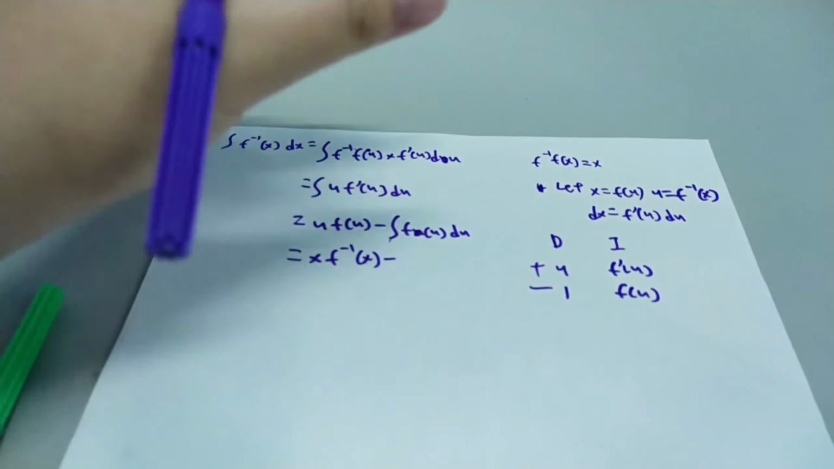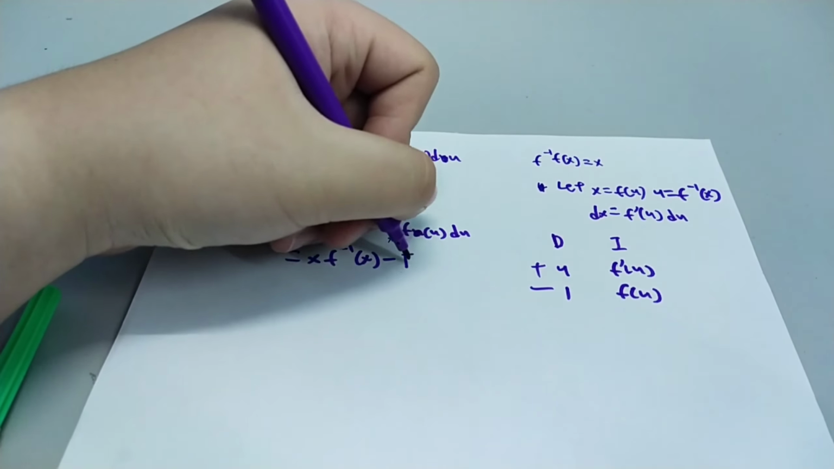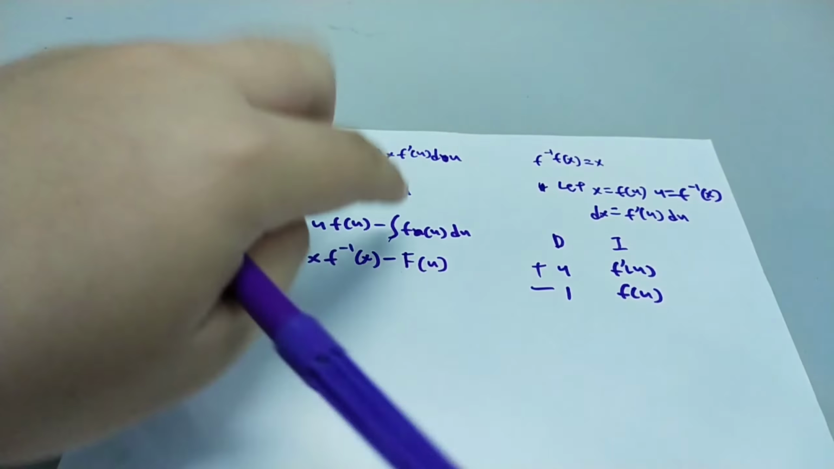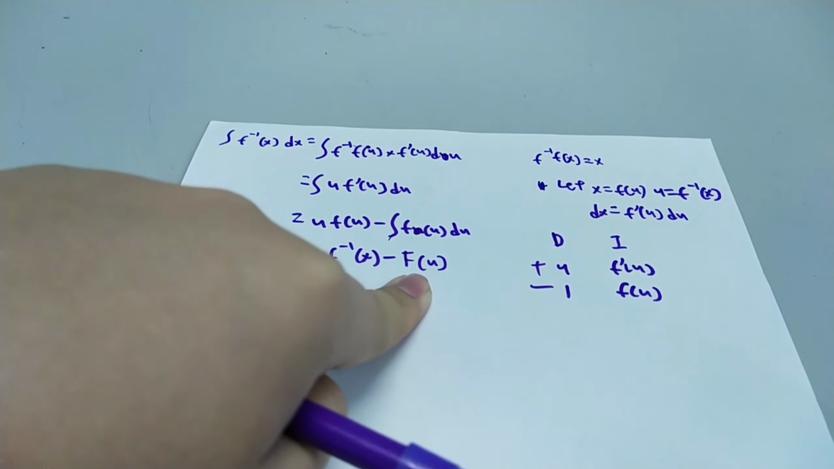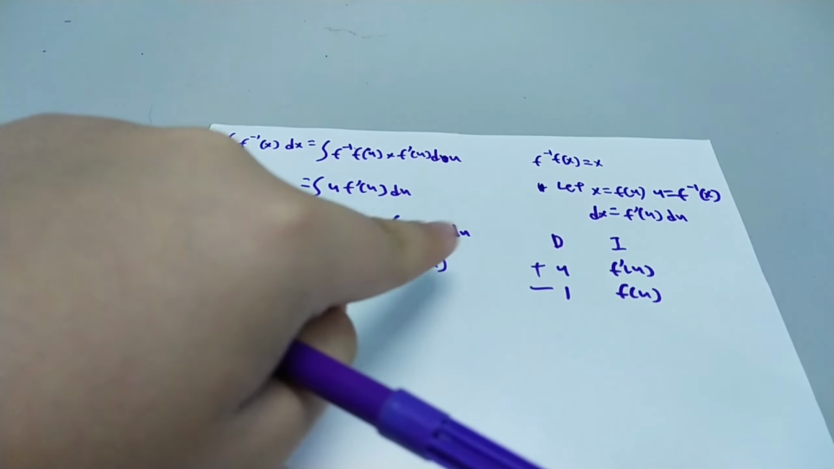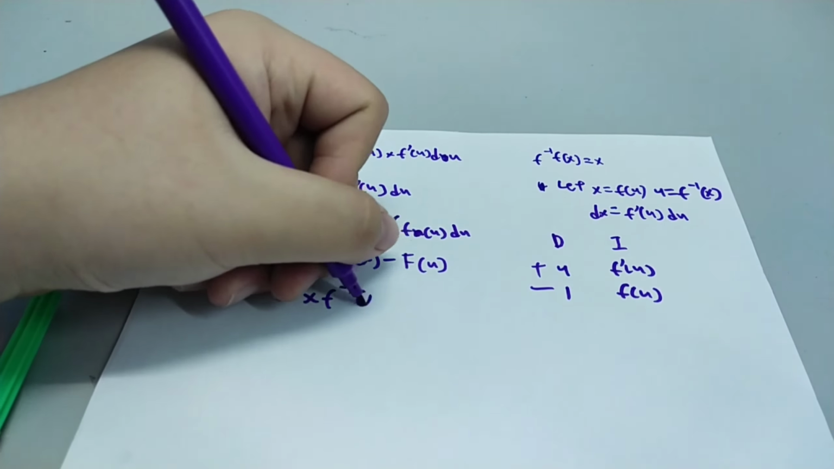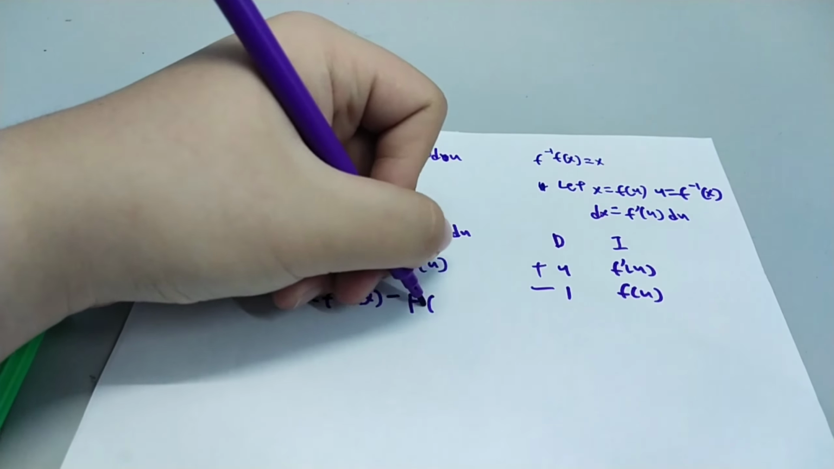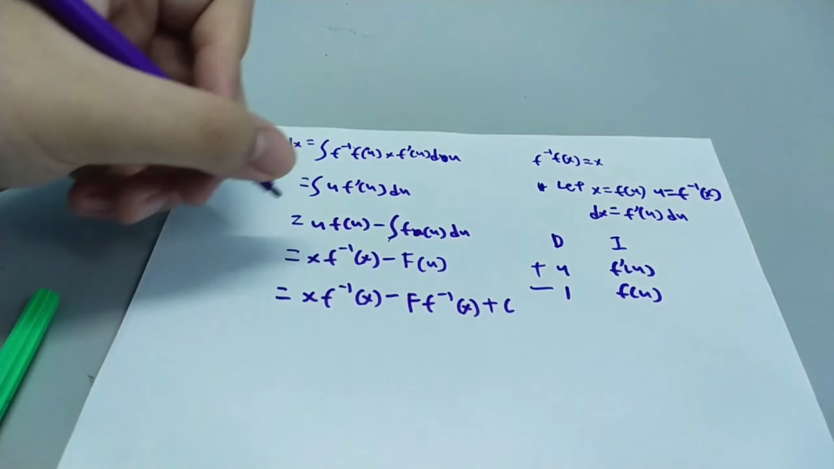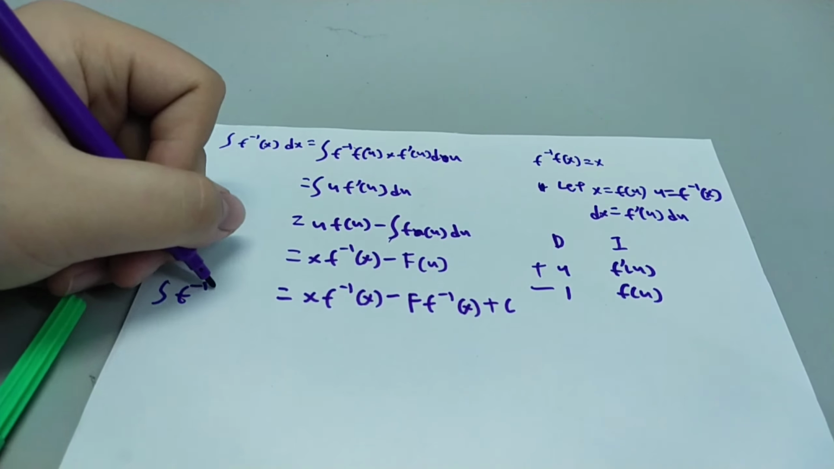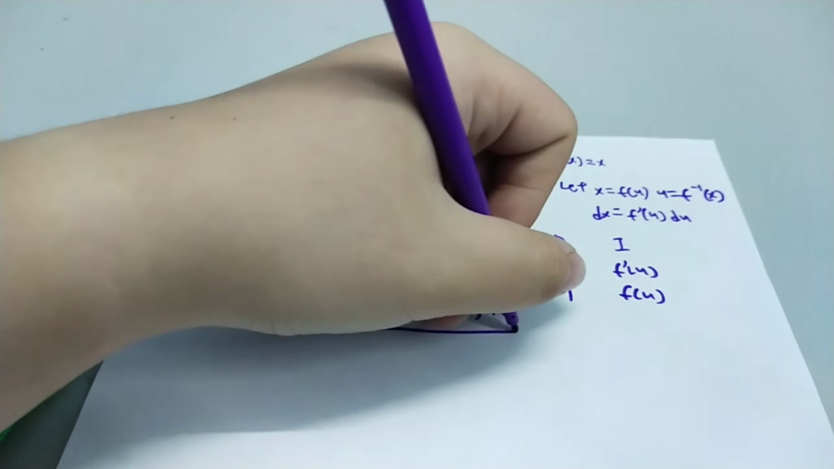equation for this, but I will let the integral of f of u du equal to capital F of u, and then after we solve the integral such that it will become capital F of u, and then undo the substitution right here, so this will be equal to x times f inverse of x minus F of f inverse of x plus c. So the integral of f inverse of x dx is equal to this.